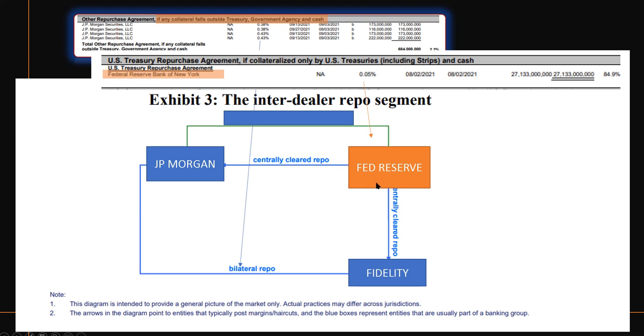Simply means it's not going through a centrally cleared entity like the Fed Reserve. So follow the line. Fidelity wants to do a bilateral repo with JP Morgan. They exchange cash for collateral amongst their own shadow terms, at which point the only hinting you can get of this is right here on their financial reports, which we can see right here, JP Morgan Securities LLC, other repo agreement.